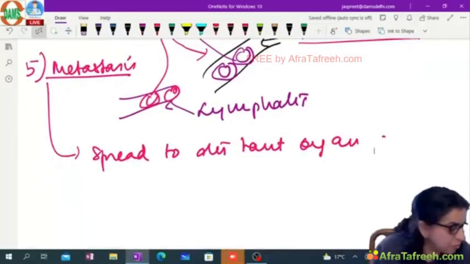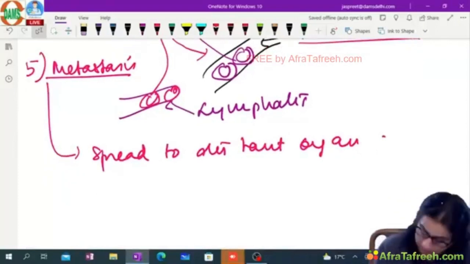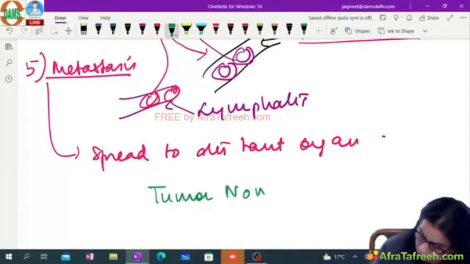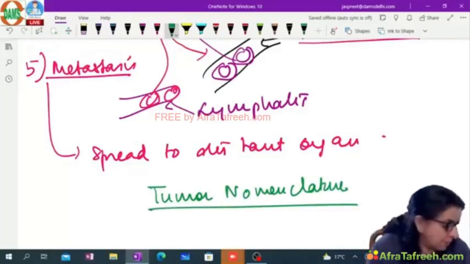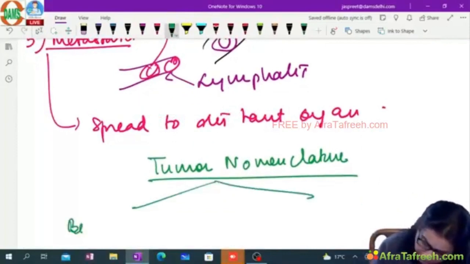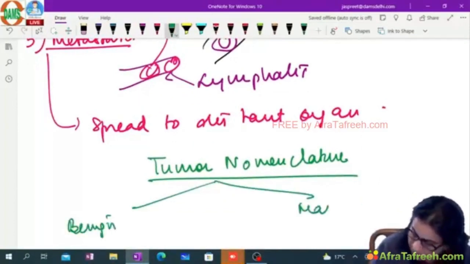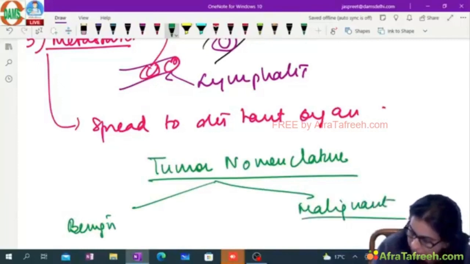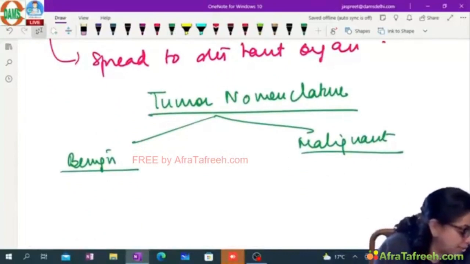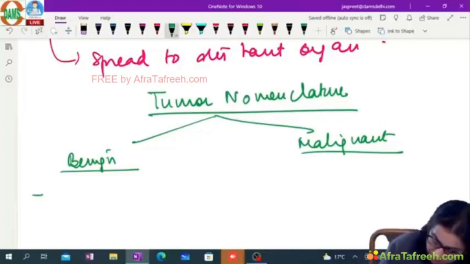Now if you look at tumor nomenclature, how do you name the tumors? Tumors can be benign or malignant. If you compare benign and malignant tumors, benign tumors usually are well differentiated.